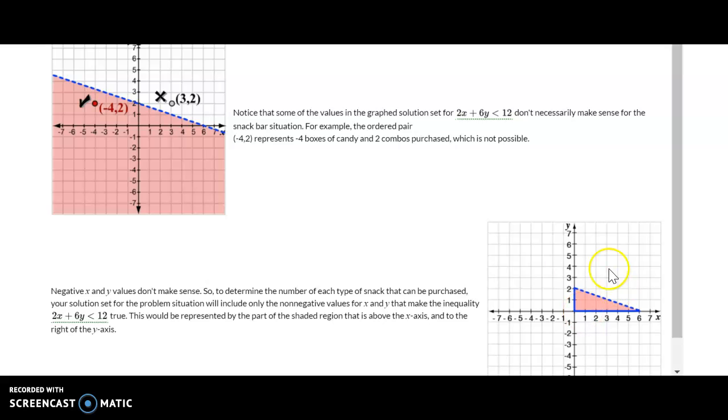But if there was no context and we were just talking about a regular problem and the solutions, it's any point that's in the shaded area. All right. But that is how you tell where your solutions are on an inequality.